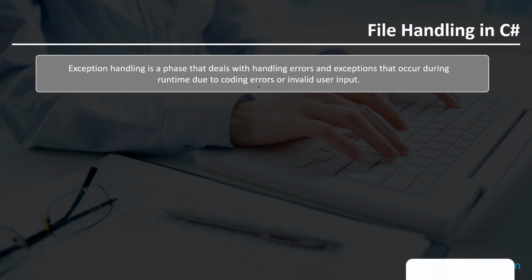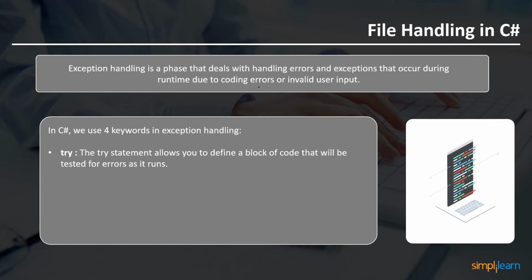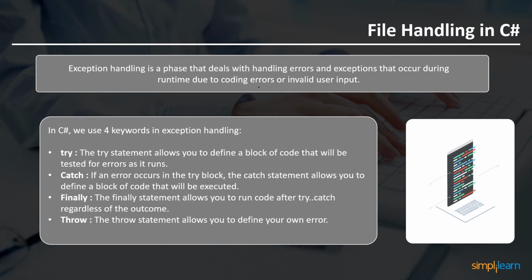So following file handling in C#, we have exception handling in C#. Exception handling deals with handling errors and exceptions that occur during runtime due to coding errors or invalid user input. In the C# programming language, we use 4 keywords in exception handling. We'll start with try. The try statement lets you define a section of code that will be checked for errors as it runs. The catch statement is used for exception handling if an error occurs in the try block. It allows you to define a block of code that will be executed.